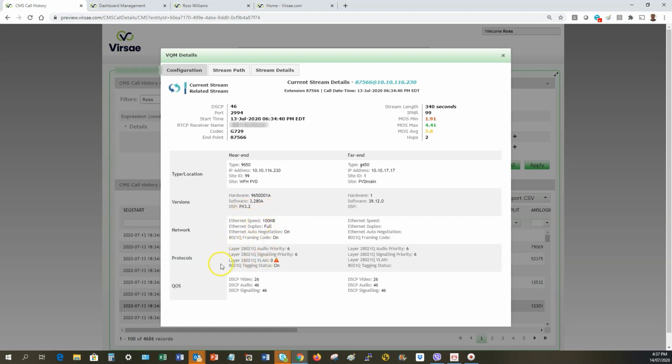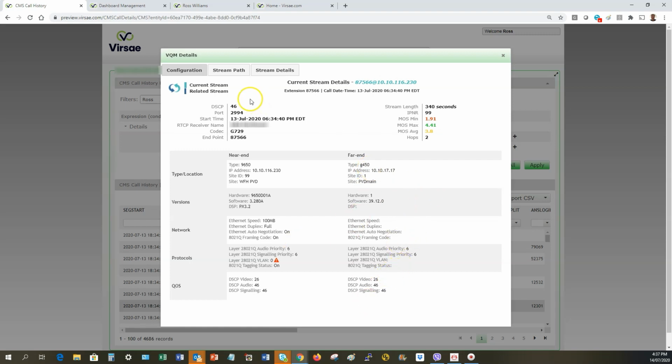And then we get down to the protocol layer and the QoS layer. And you can see there's a red flag being brought up here. And that shows the agent's station is in VLAN 0. Which means there is no QoS applied. So that's most likely cause of that problem there. If I mouse over that, get a tech tip. And of course the configuration at the far end. So we can see that stream originated on the G450. Settings on the G450 look all right.